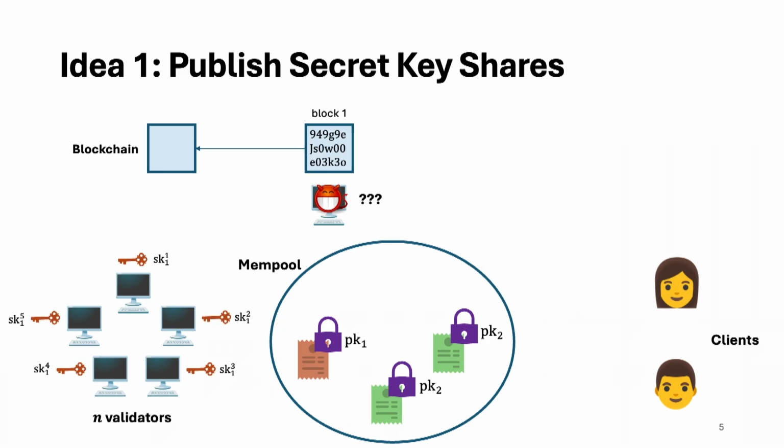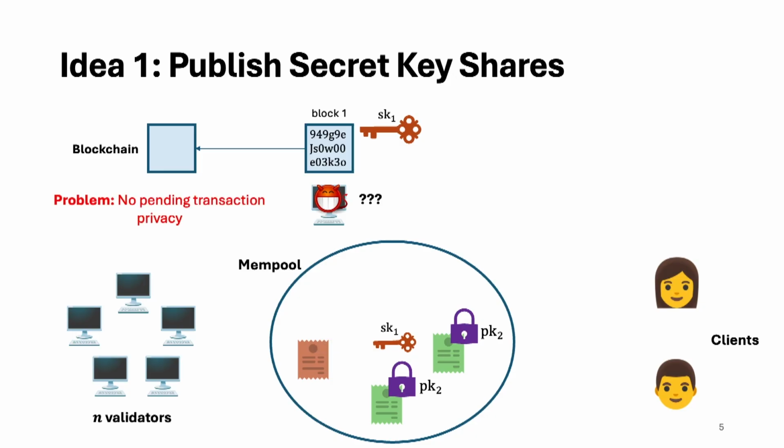How does this happen? Each of these N validators is going to publish a share of the secret key SK1 corresponding to this public key PK1. Upon collecting a large fraction of these secret key shares, we can derive the secret key and then decrypt the block. However, there's an issue here. It might as well be that not all of the transactions encrypted under public key 1 are included in this block. Some of them are still in the mempool, but we can use the secret key SK1 to also decrypt these transactions, right? So this idea has the problem that there is no privacy for the pending transactions in the mempool.